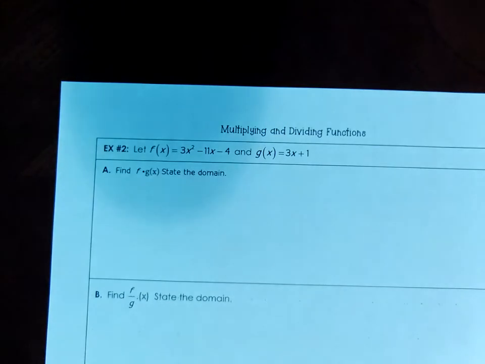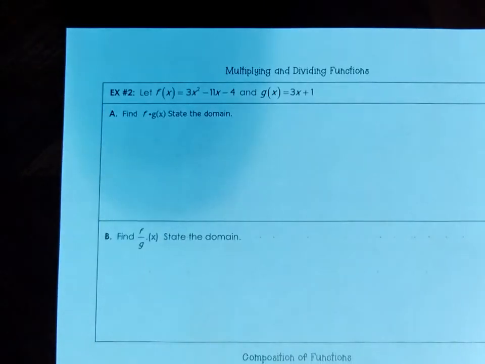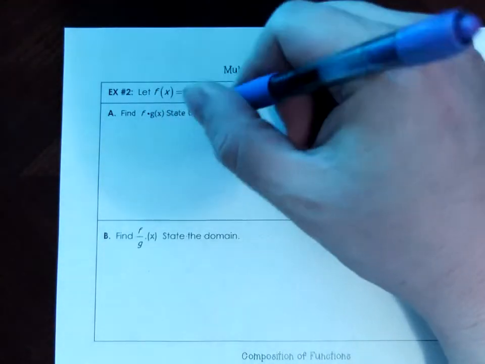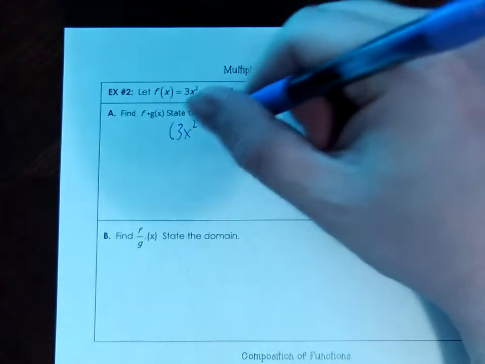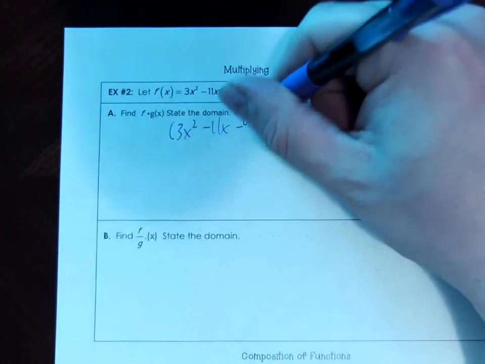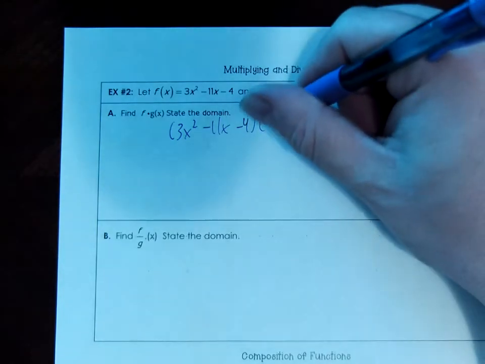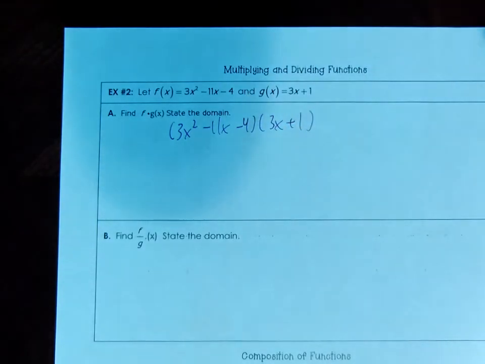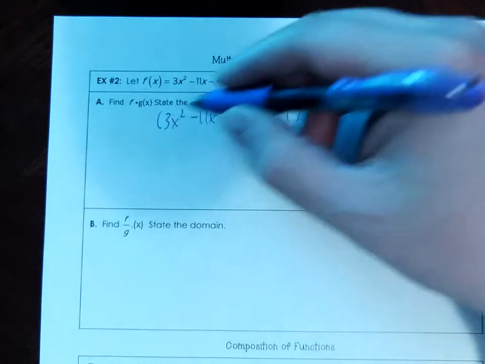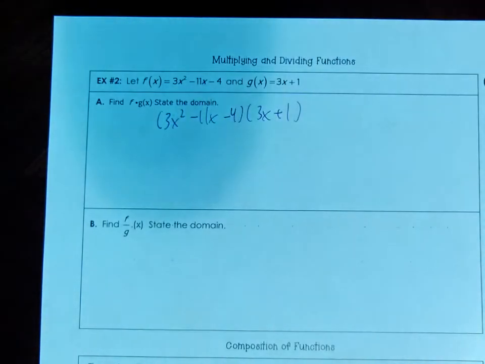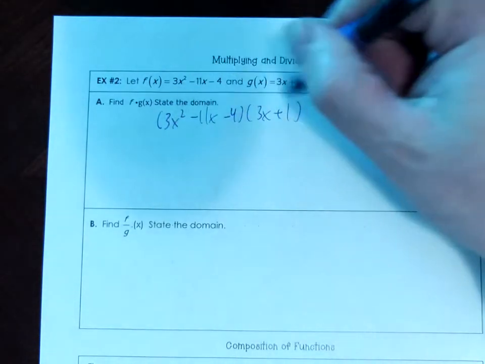All right. So f times g of x this time. We're going to multiply the functions together. So we're going to take our first function, f of x, 3x squared minus 11x minus 4, and multiply by 3x plus 1. I hope it's obvious to you here that we need to distribute. We need to multiply all the items in the first expression by the second expression.